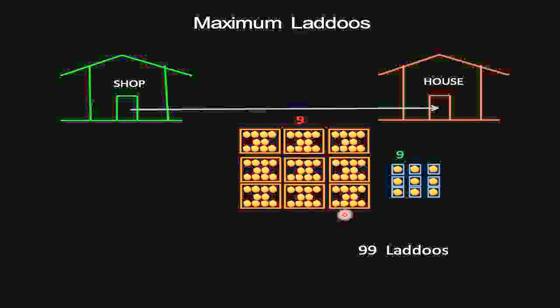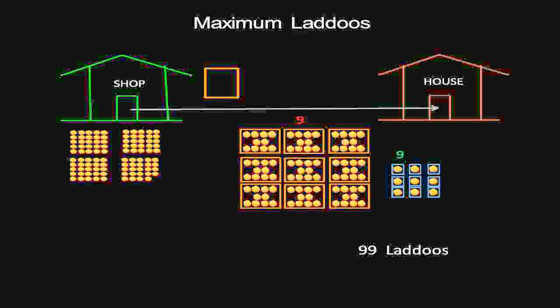And this will be written in the bill as 9 followed by another 9, because this 9 represents the number of big boxes, and the second, the green 9, represents the number of small boxes. As I said before, we'll write the number of big boxes first and the number of small boxes later. So you can send a maximum of 99 laddus from the shop to the house, given that we have 9 10 laddu boxes and 9 1 laddu boxes. So to pack 99 laddus, we use 9 10 laddu boxes and 9 1 laddu boxes.